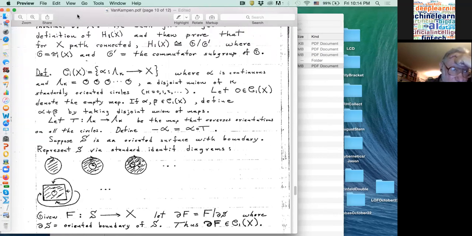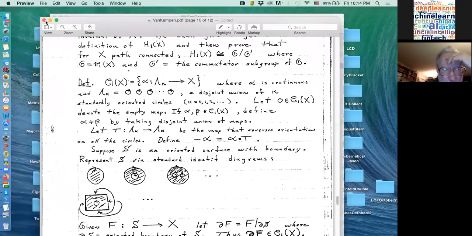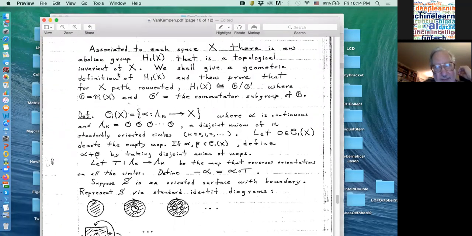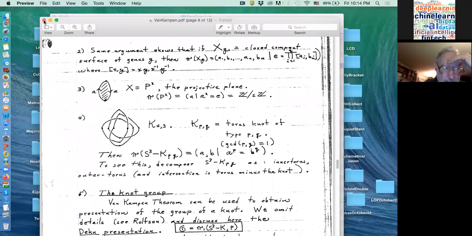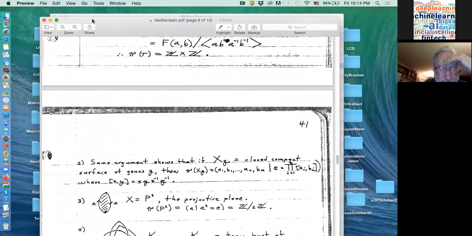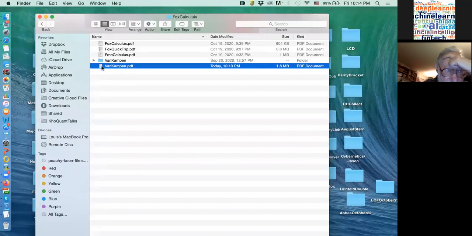So I've just given you a quick tour of some notes about the Van Kampen theorem and related matters that you could look at if you're interested. But don't forget the Van Kampen theorem. It's very useful to have this theorem in your arsenal when you're thinking about the fundamental group. Okay, other things that are in this box.